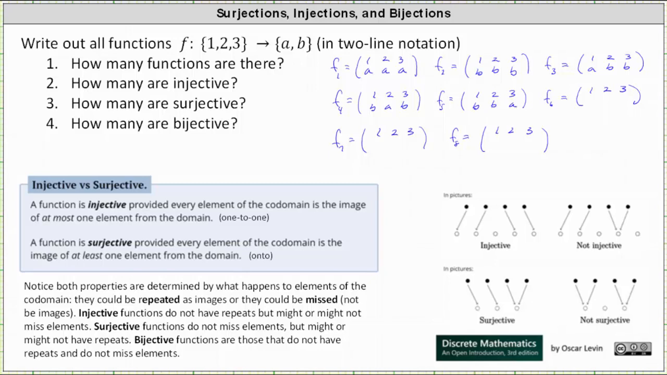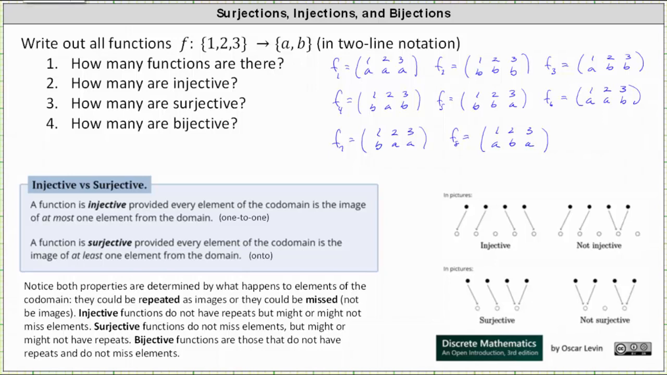And now let's let the outputs be 2 a's and a b. Let's let 1 map to a, 2 map to a, and 3 map to b. Then let's let 1 map to b, 2 map to a, and 3 map to a. And let's also let 1 map to a, 2 map to b, and 3 map to a. And now we have all the possible functions.